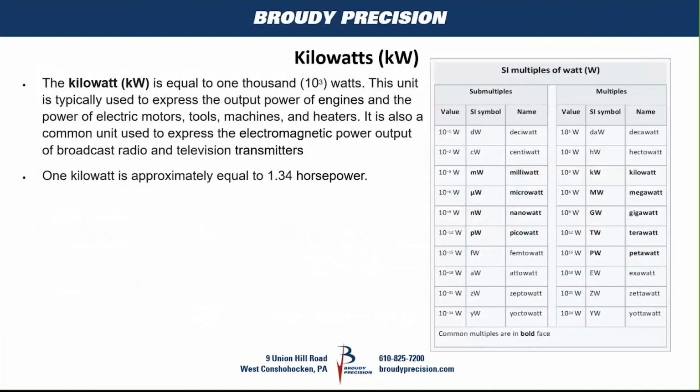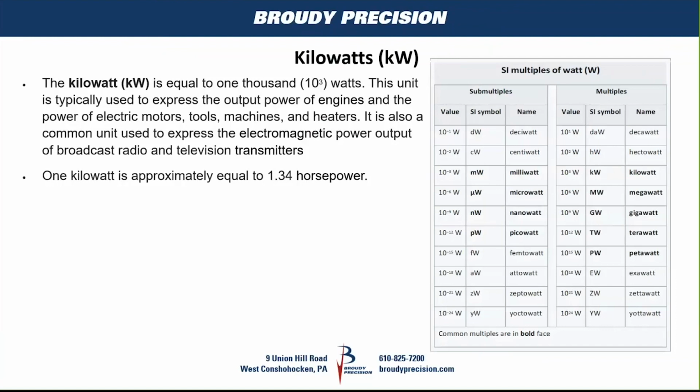So we get into what everybody is more familiar with, which is a kilowatt. It's expressed as kW, and it's equal to 1,000 watts, 10 to the third power. It's usually a term associated with the output of power engines for motors, tools, machines, and heaters. It's also commonly used to express the electromagnetic power output of broadcast radio and television transmitters. And it's also important to recognize that a kilowatt is approximately 1.34 horsepower.